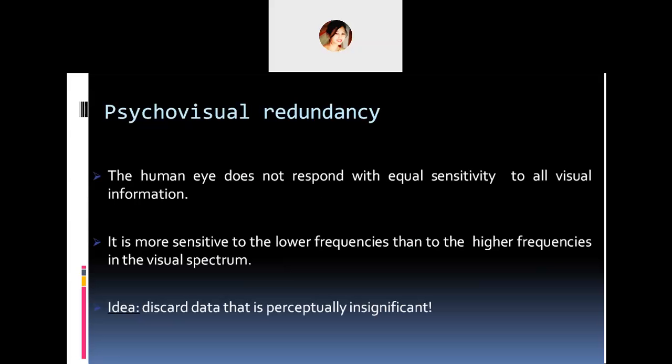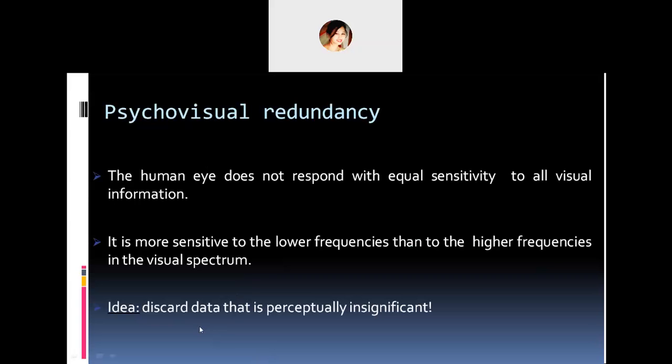When you look at an object, the original object is something, and the human eye is only able to perceive some part of it. That defines so many properties, that is color, edge, and everything, right? So the human eye is not able to respond with equal sensitivity to all the information it is looking at. It is more sensitive to lower frequencies than to higher frequencies in the visual spectrum.